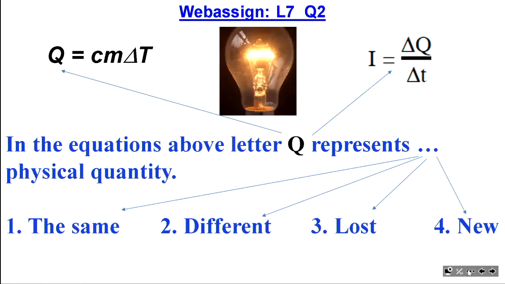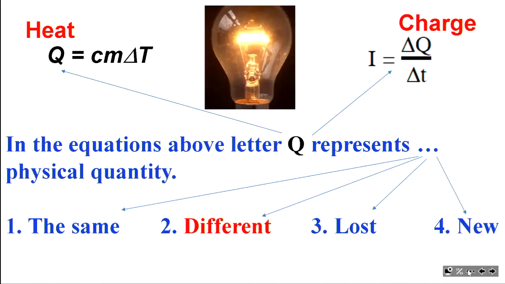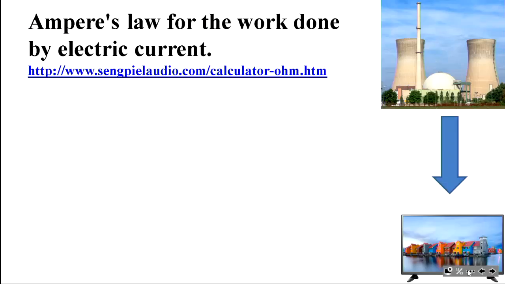The first equation tells us the amount of heat related to temperature change. The second equation is a definition of electric current. So do not confuse them, and do not treat different quantities as the same, even if the letter looks the same.